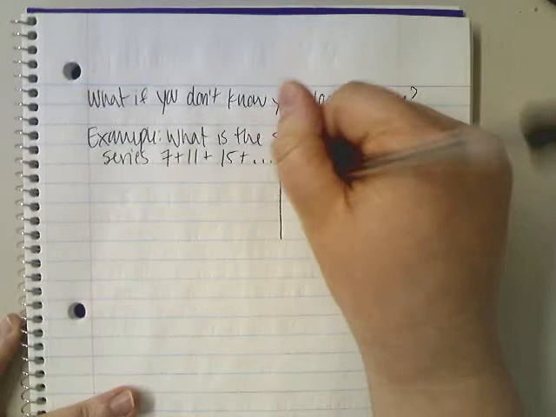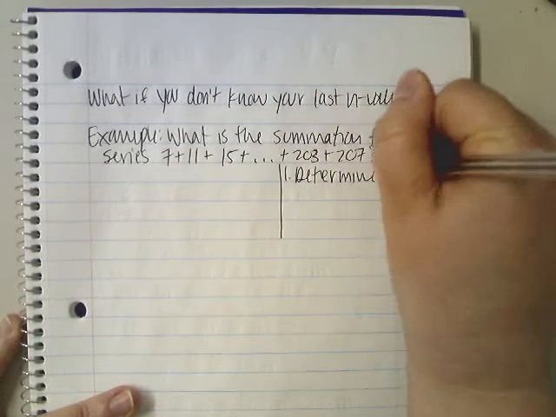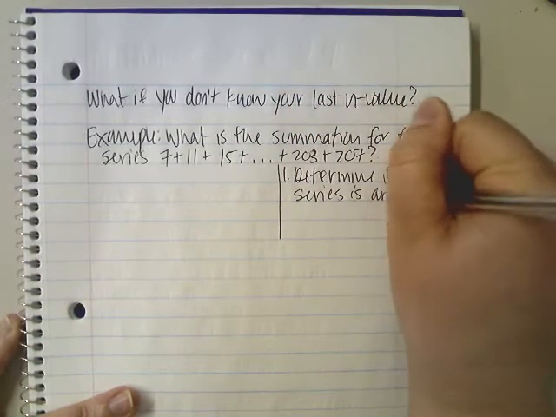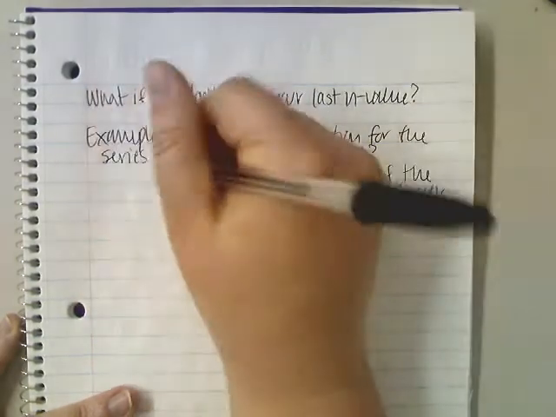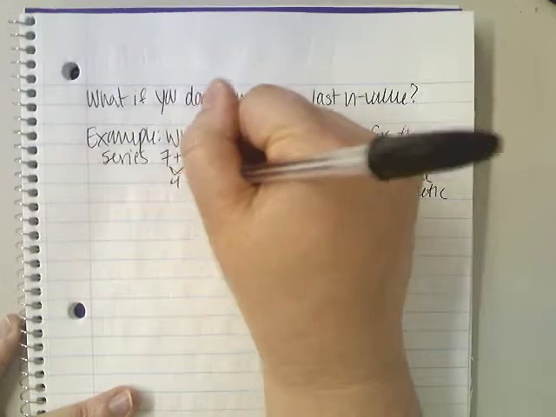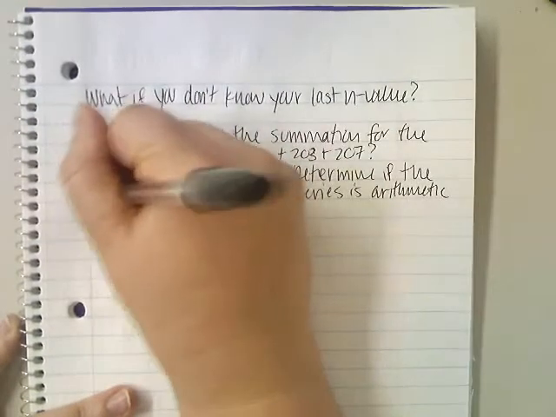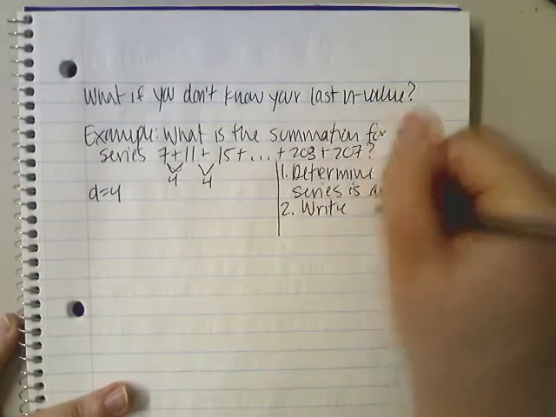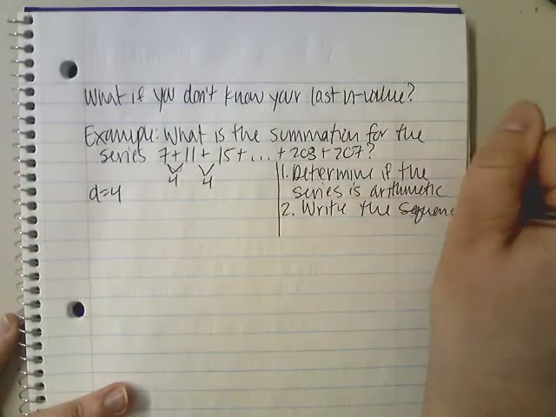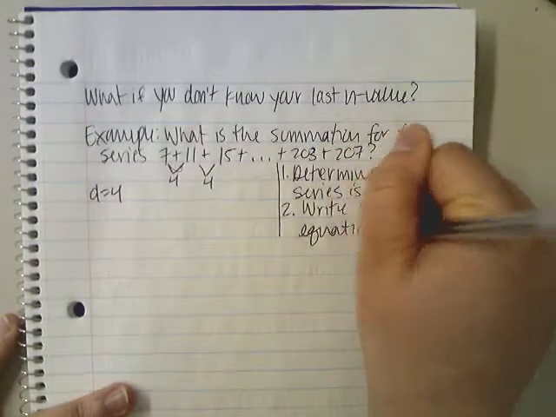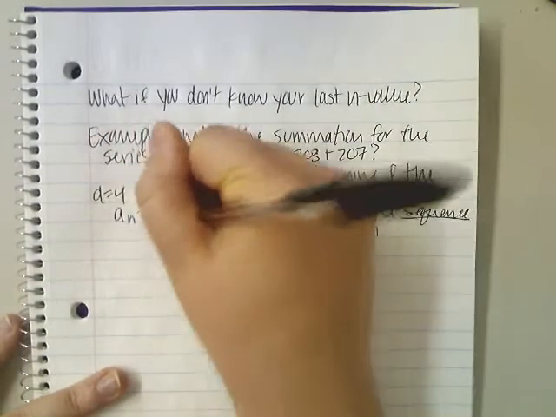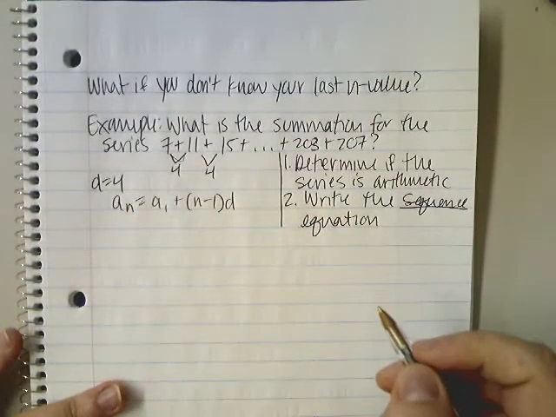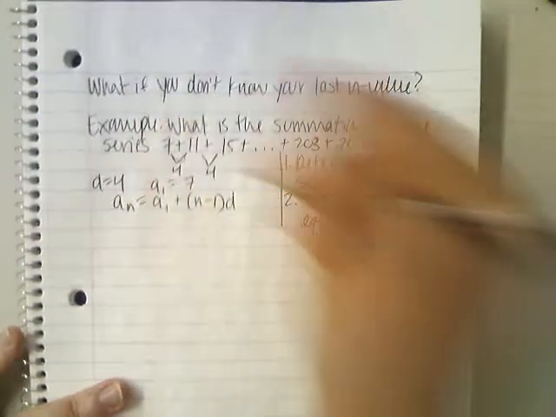So before I dive into this, I first want to verify that the series is arithmetic. And it is: if I find my common difference, I see that it is 4 each time. So I do know it's arithmetic, and d is equal to 4. Now, step 2, write the sequence equation. Again, sequence, not series. I know my sequence equation for an arithmetic sequence is an equals a1 plus n minus 1 times d. I already know my d value is 4, and if I look here, my a1 value is 7.